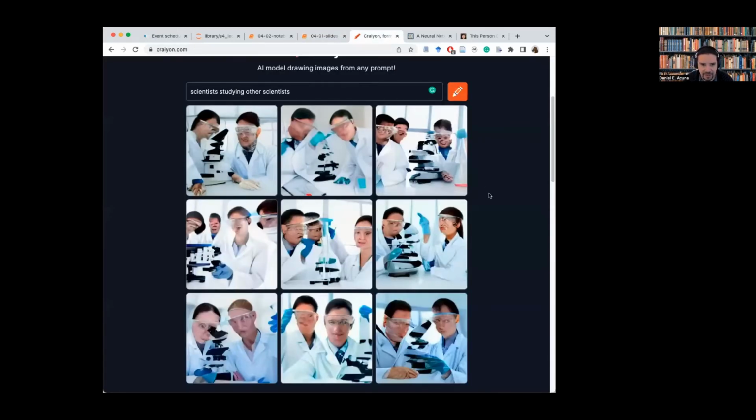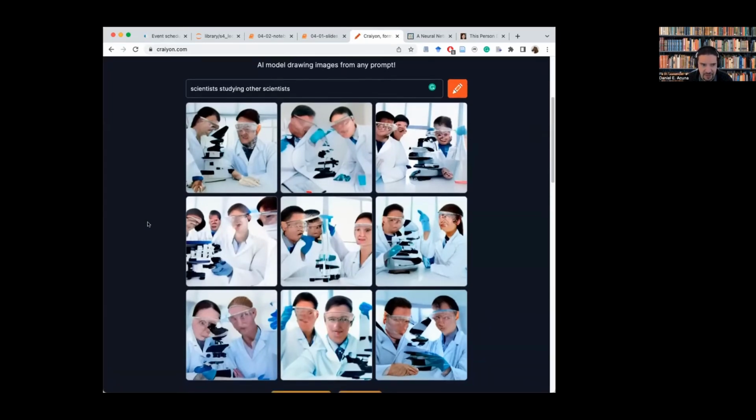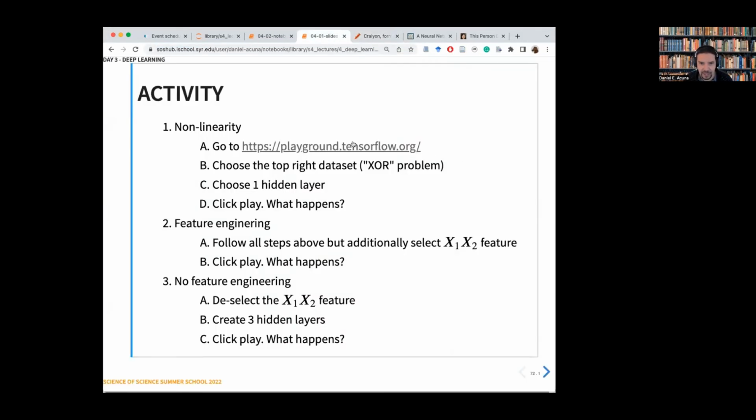Okay, so here is an image of scientists studying other scientists. This is what the neural network thinks is happening. Although I don't see other scientists studying other scientists, it's kind of fun to see what happens here. You can input any text there, and it's just fun to see what happens.